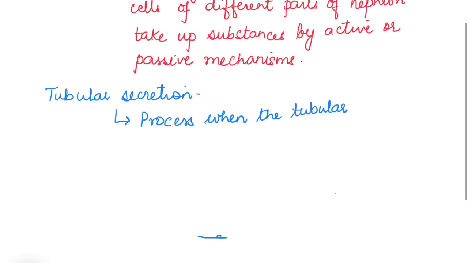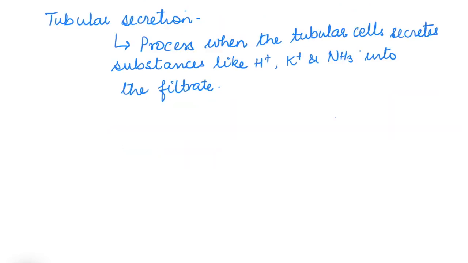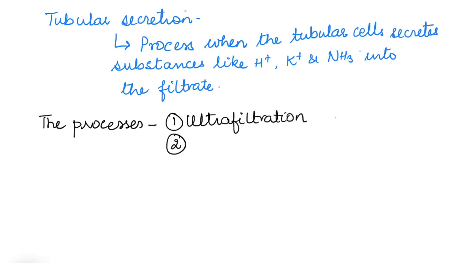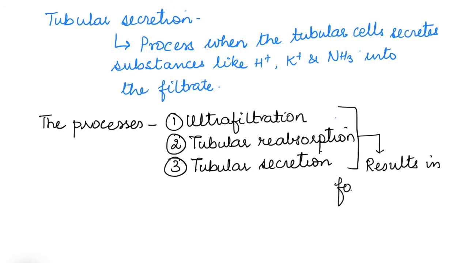Tubular secretion will be the process when the tubular cells secrete substances like hydrogen ions, potassium and ammonia into the filtrate. So the processes of ultrafiltration, tubular reabsorption, also known as selective reabsorption, and the tubular secretion, they result in the formation of urine.